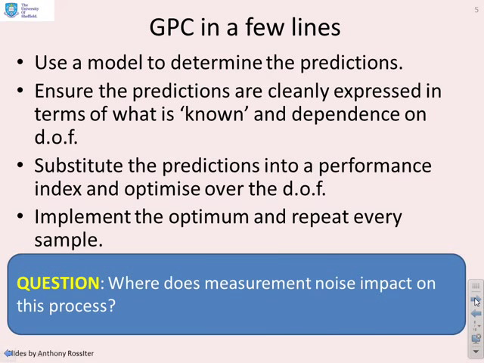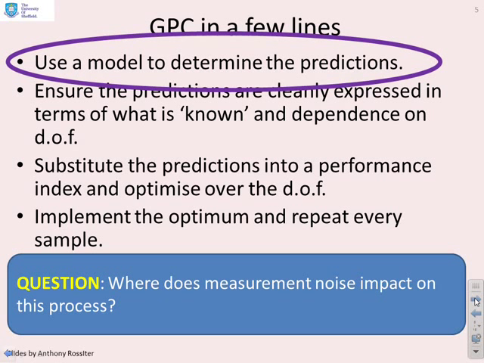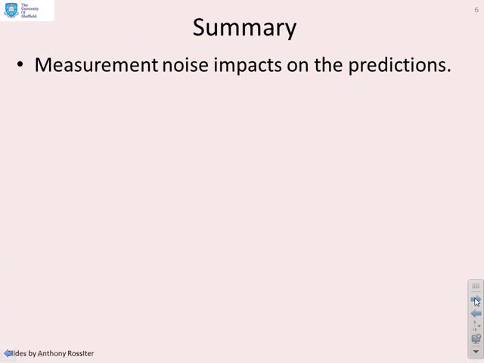And so the question is, where does measurement noise impact on this process? Hopefully it's fairly clear. Measurement noise comes in the first step. You're using a model to determine the predictions, and the predictions are affected by the measurement noise. So perhaps we need to go and look at that.